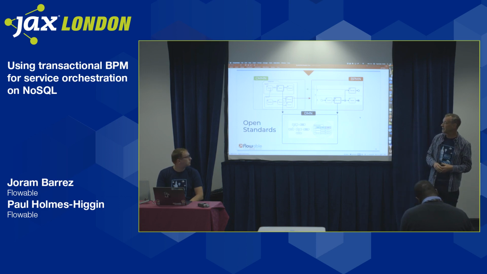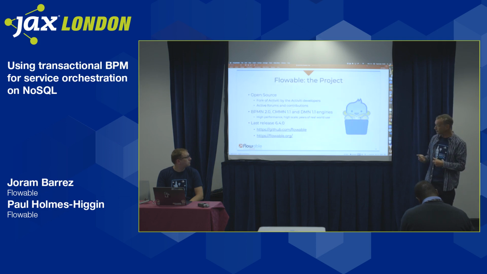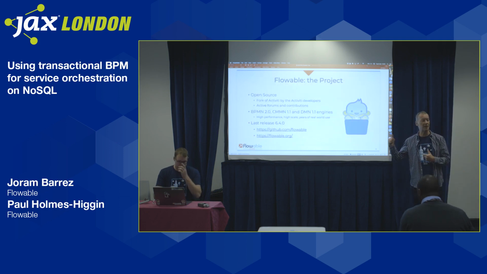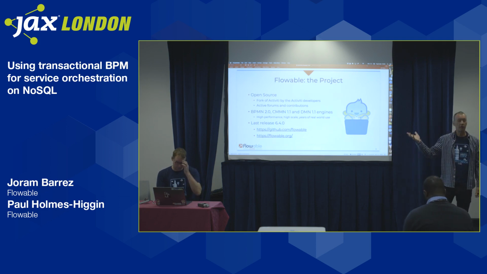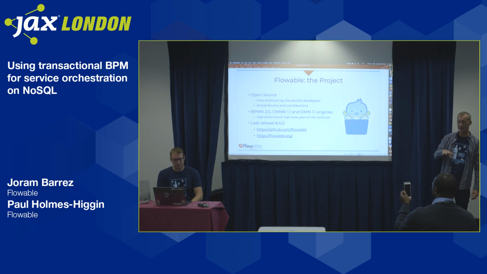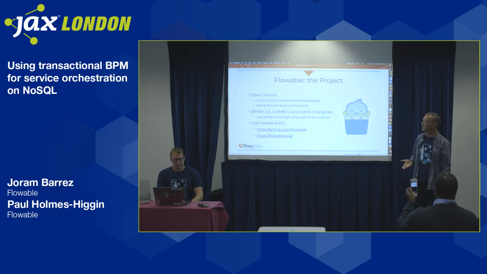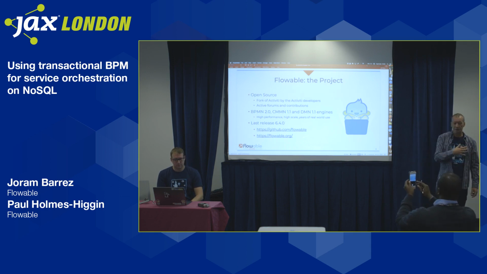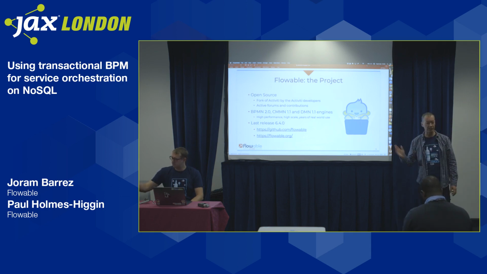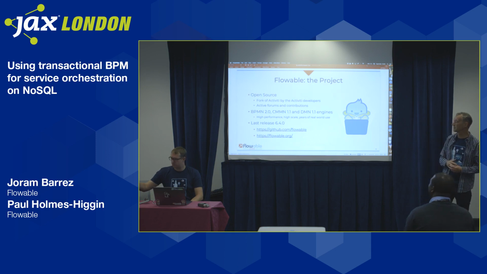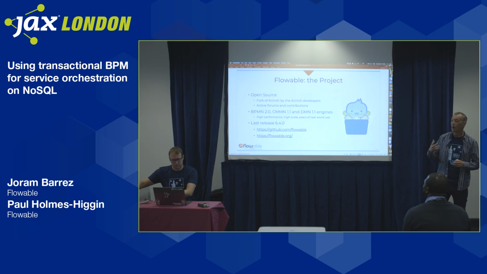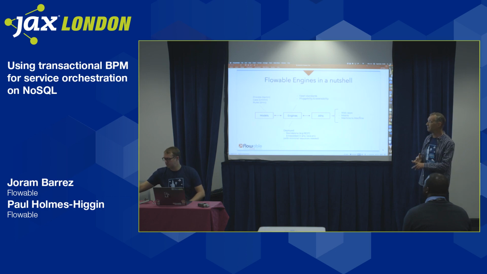What we provide within Flowable is an open source project that provides engines that execute those standards. Flowable is a fork of Activiti, and it was forked by the Activiti developers. It's a very active project, with lots of contributions and lots of activity on the forums. You can see that for yourselves on GitHub or on the project page on flowable.org. There are engines to execute BPMN, CMMN, and DMN.